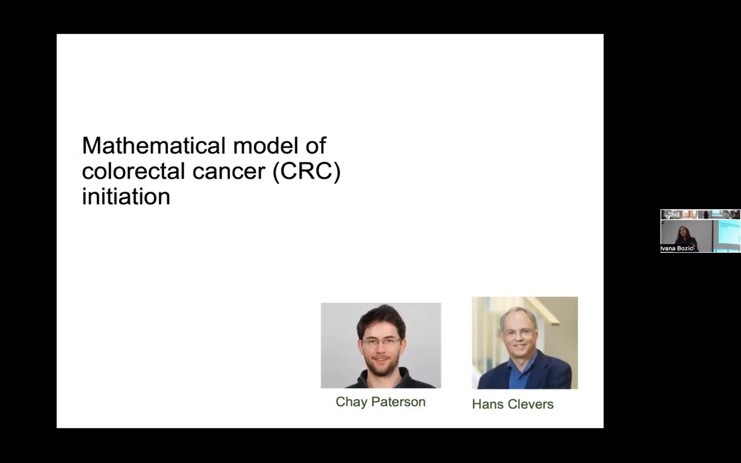So we wanted to try to understand and develop a mathematical model that would take into account some of this knowledge about what causes colorectal cancer. And we were lucky that when we did this study a few years ago, a lot of the parameters that we needed for our model had been experimentally determined in humans. And this is a collaboration with my former postdoc, Shay Patterson, who is now at the University of Manchester, working with David Wedge and Hans Clevers.